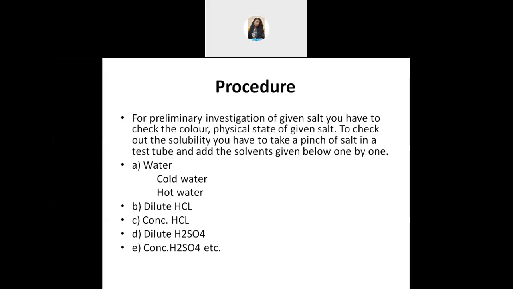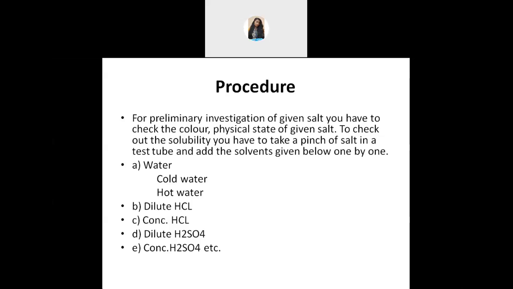If salt number 2 is soluble in cold water, then it is okay. If the salt is not dissolving in cold water, then you have to warm it, you have to give heat. After that, if you find that salt number 2 is dissolving in hot water, then you can write the solubility of salt number 2 as hot water. Next, take salt number 3 and add water.